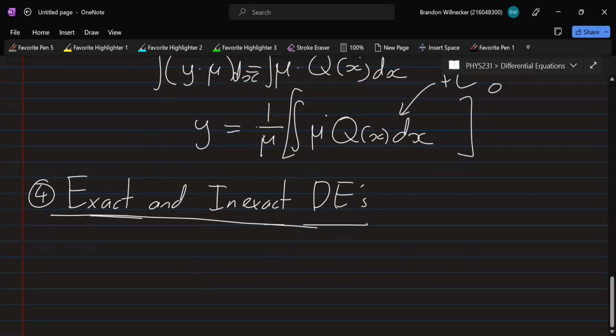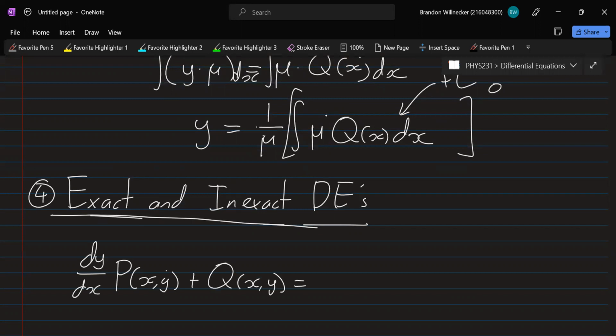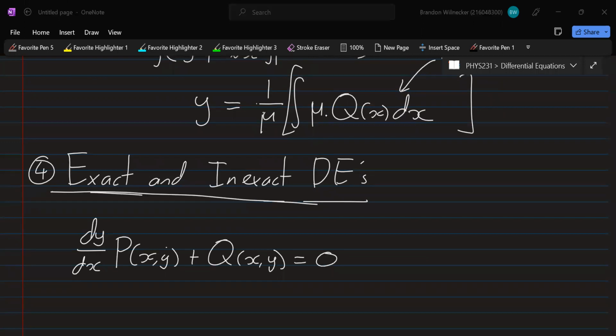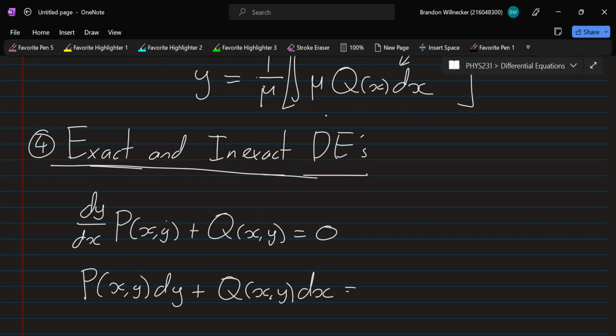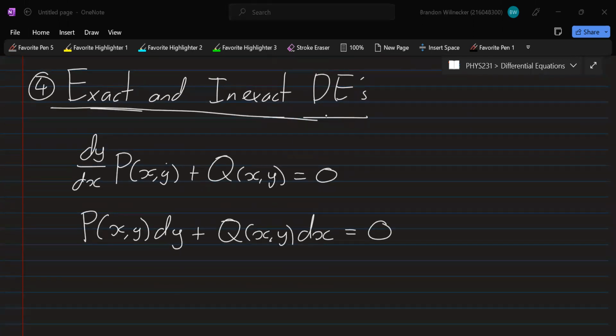So this is if we have the following case: dy by dx times p of xy plus q of xy is equal to 0. That's one form of writing it out. Again, we can treat this dy by dx as a fraction, even though it's not, but it's helpful. So we can multiply through by dx, and we end up with p of xy dy plus q of xy dx is equal to 0. So this is the form that we're going to be using.